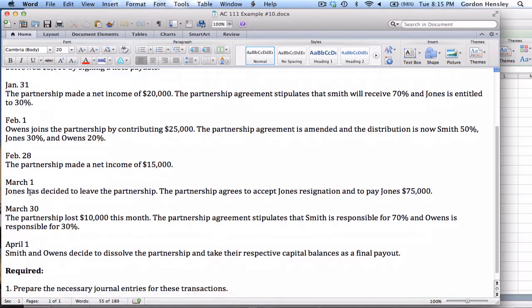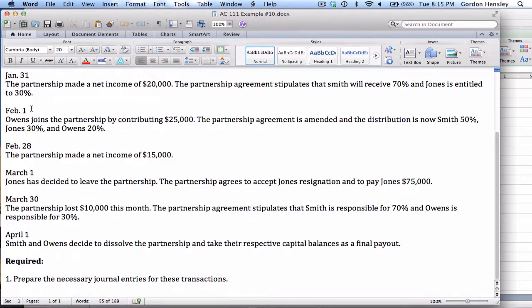The next transaction is on February the 1st. Now we have a new partner coming in. It says Owens is going to join the partnership. So we've been successful for the first month. That's attracting new people. We've got a new partner coming in. They're going to contribute $25,000. And the partnership agreement is now to be amended because now we have to have a new distribution. So from now on, Smith is going to get 50%, Jones 30, Owens 20. That will be the new agreement.